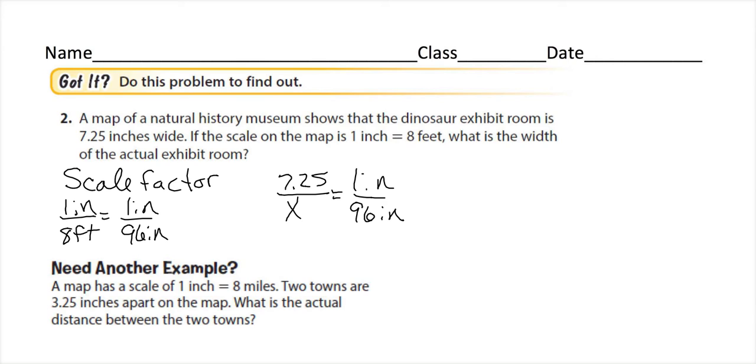So let's multiply. So we have 1 times x, which is x. 7.25 times 96, I have no idea. Let's see, let's type that in. So 7.25 times 96. 696. So 696, all right? And that's all in inches, so in this case, it'd be 696 inches.